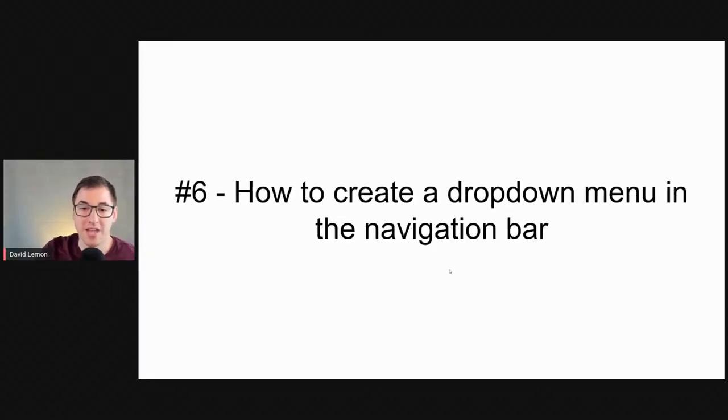How to create a drop-down menu in the navigation bar. So let's say you have a lot of pages. You have, for example, a pricing page, but then you want to create below the pricing page a page where you actually dive into each of your products, and explain what each of your products does, or the features and benefits of everything that you have to offer.